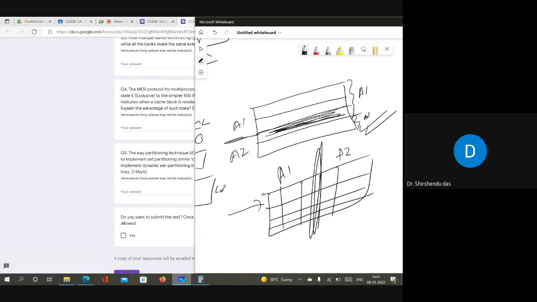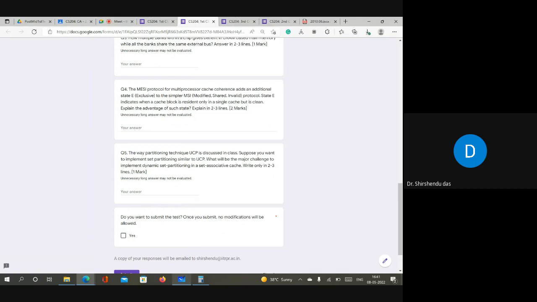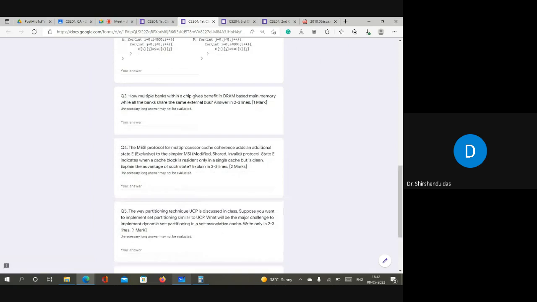Whereas set based partitioning is also practical. People are doing research in this area also, because set based partitioning is safe in terms of side channel and covert channel attacks. Okay, so I think the solutions for class test one are done.